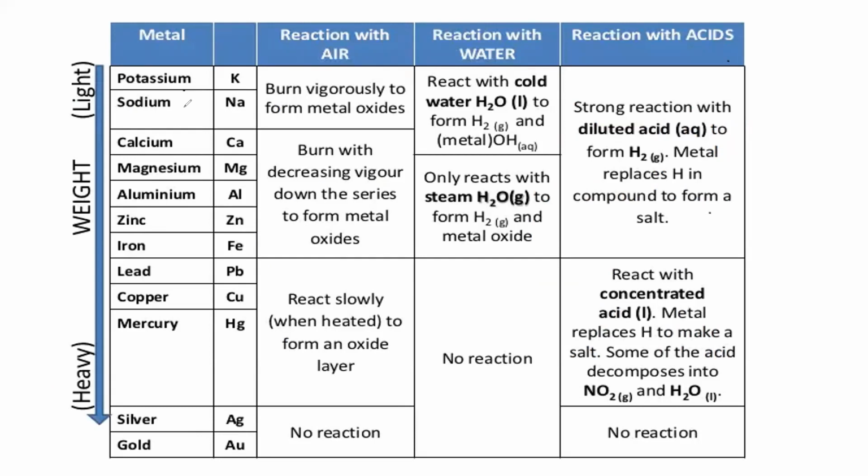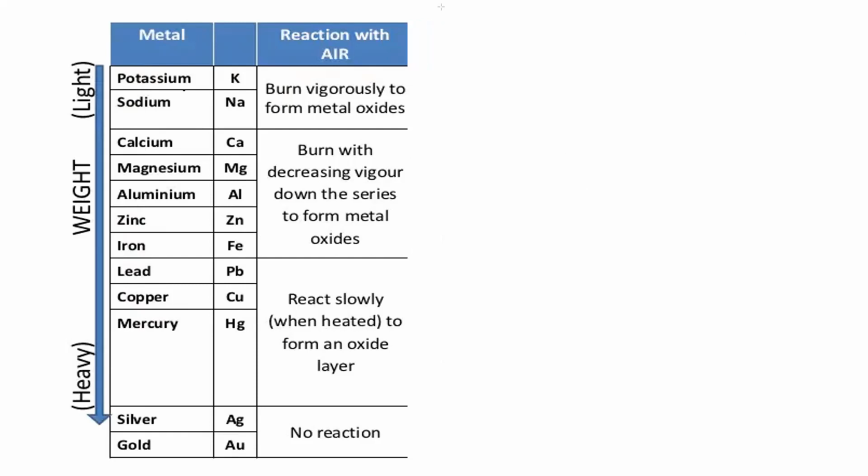First, the elements are arranged in terms of their reactivity. You can see we have potassium, sodium, calcium, magnesium, aluminium, zinc, iron, lead, copper, mercury, silver, gold, and then below is the platinum. First, we check their reaction with air, because air contains oxygen, so basically it can be reaction with air or it can be reaction with oxygen.